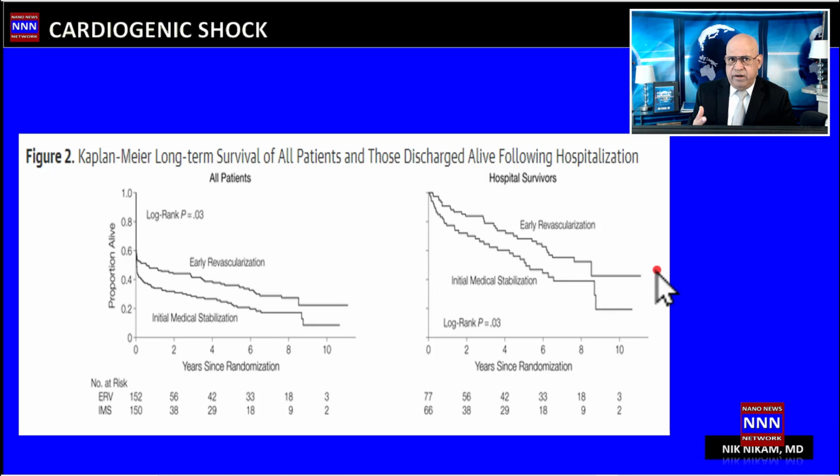So the message here is, if you are dealing with a patient with cardiogenic shock, we need to get mechanically involved. We need to take the patients to the cardiac catheterization lab, find out the extent of the coronary artery disease, find out how much myocardium we can salvage, how much left ventricular function we can improve, and then support the vascular system. And we're going to talk about that in a minute. So compared to the medical treatment, early revascularization has a long-term benefit in patients with cardiogenic shock.